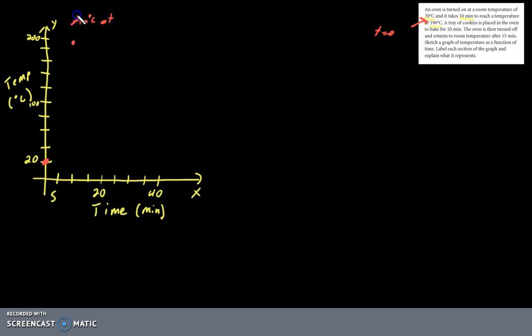I don't like that order. I'm going to say 10 minutes to get to that. That makes a little bit more sense in my mind anyways. 10 mins to get to 190 degrees centigrade. Okay.